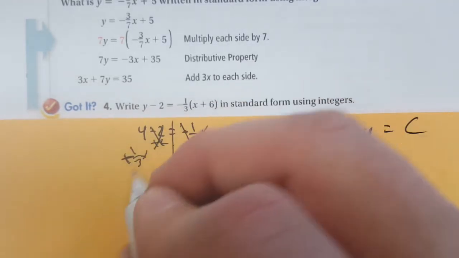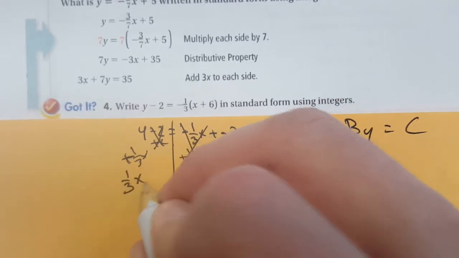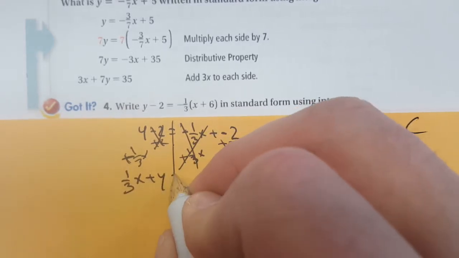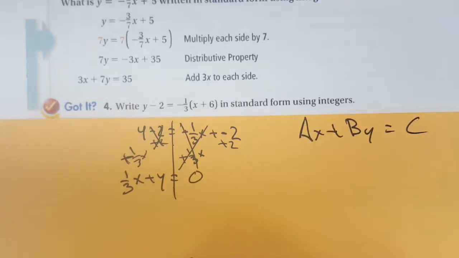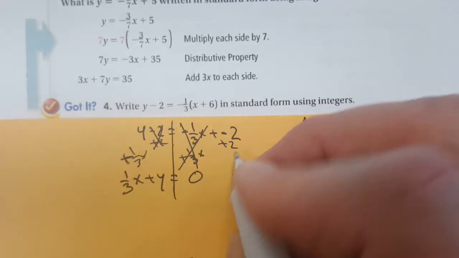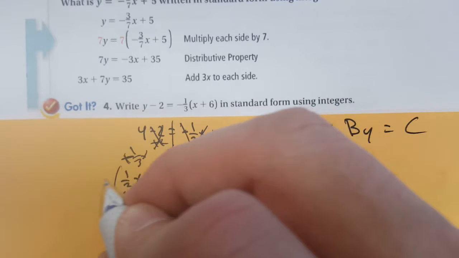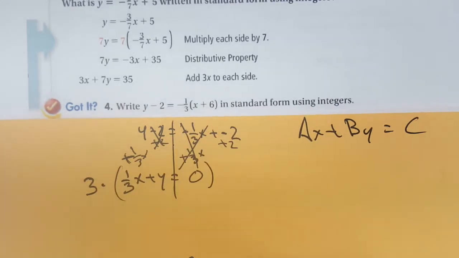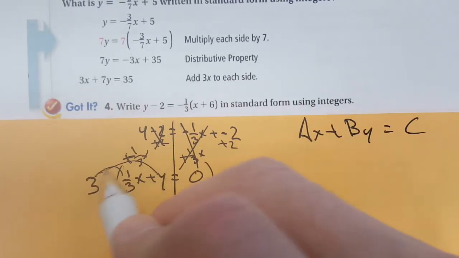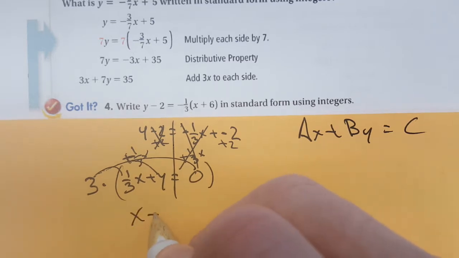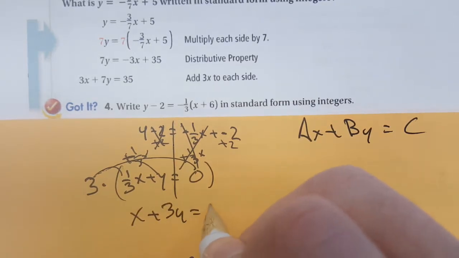Okay, so now I've got x and y together. I've got a 1/3 x and a y equals, that all cancels, 0. That's okay, don't panic. It's okay to have 0 on that side. But I still got to get rid of that 1/3. So I've got to use the 3. I take everything times 3. Times x, times y, times 0. X plus 3y equals 0.